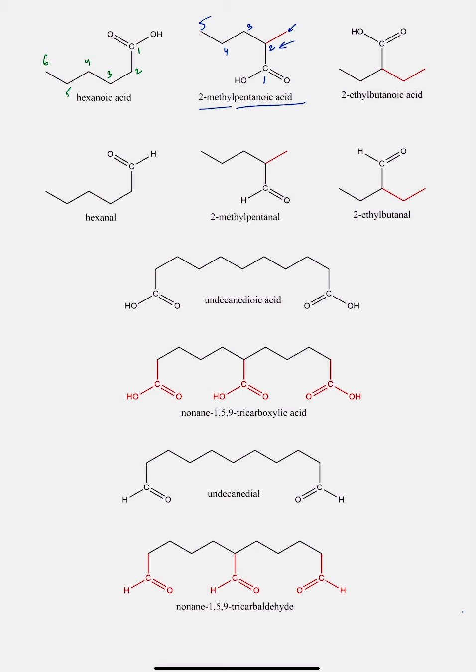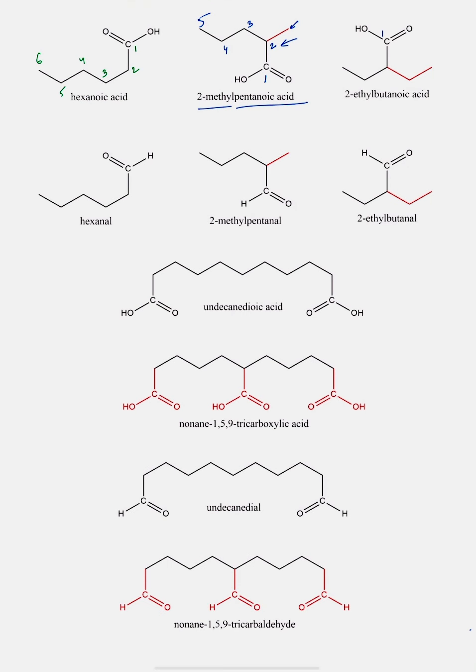What about this third structure? I'll start numbering here. 1, 2. I can go to the right or left, it doesn't matter. I'll get the same thing because it's symmetric from here. So I'll go 3, 4. So it's a 4 carbon chain, that's why it's butanoic acid. And there is an ethyl group attached to carbon 2, that's why it's 2-ethyl butanoic acid.